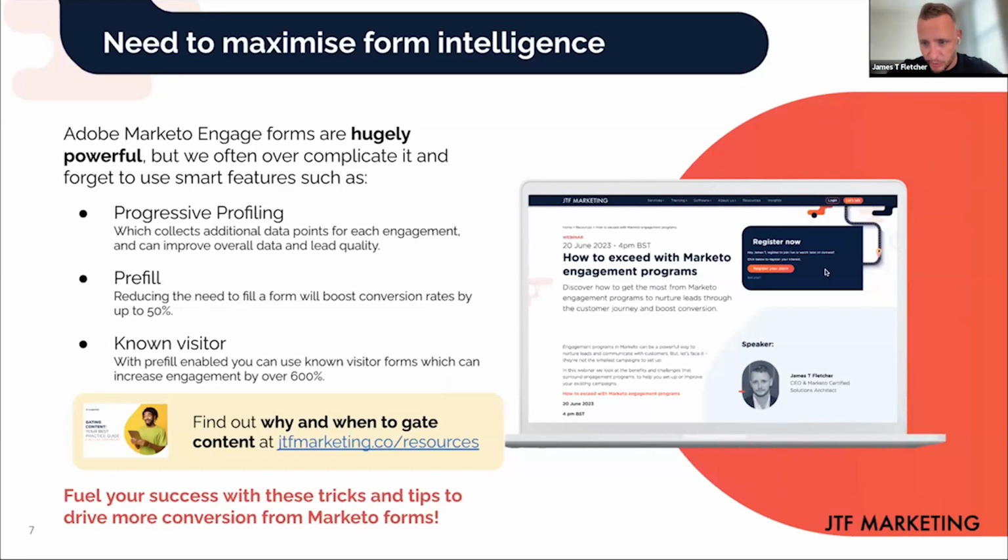So you'll see this nice mock-up here on the right-hand side, which shows us a register your place. So probably some of you have had an email from JTF Marketing. You've clicked through that email. We already know who you are. You've just clicked register my place or register your place. You've actually filled out a form at that point, but you didn't know that. You've just seen a button that's got your name above it saying register your place. That's using known visitor forms, and in our own experience, we've seen over 600% increase in engagement with webinars and downloads by using this tactic.